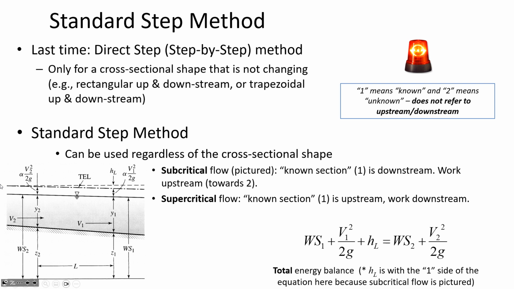We can see that water is flowing from the left to the right. Water flows downhill, right? But 2 is the upstream section and 1 is the downstream section. We've never seen that before, where the upstream section was referred to with the number 2. So what that means is here at location 1, we have a measured depth.